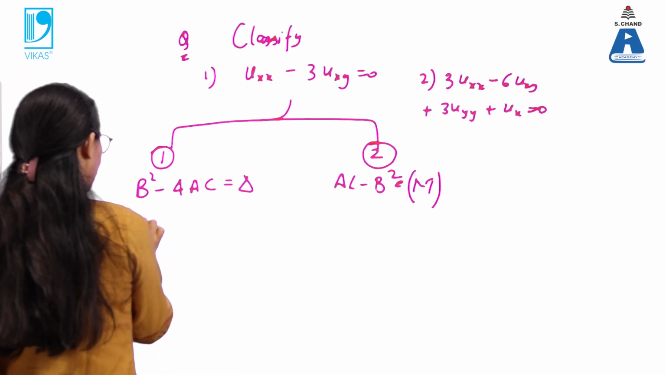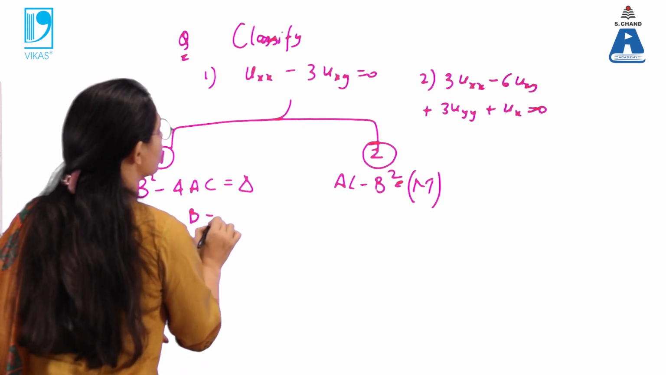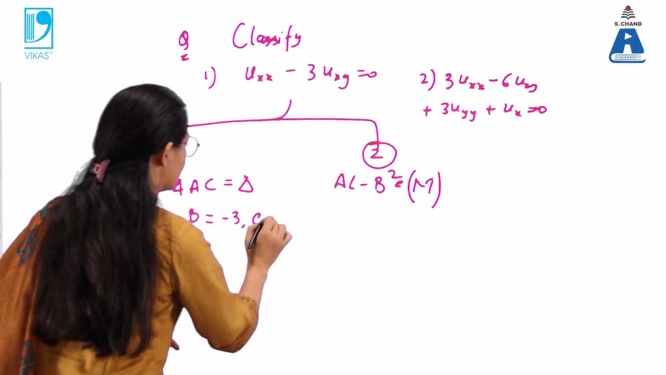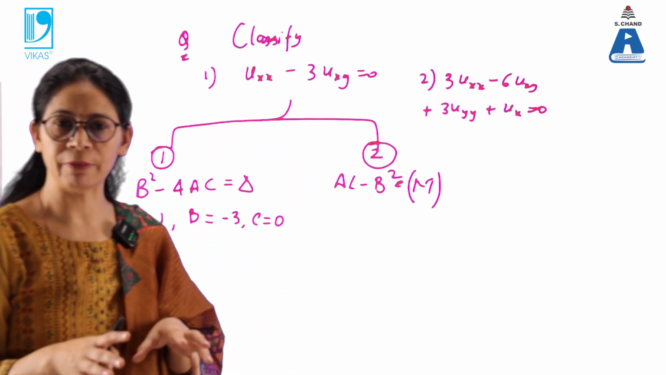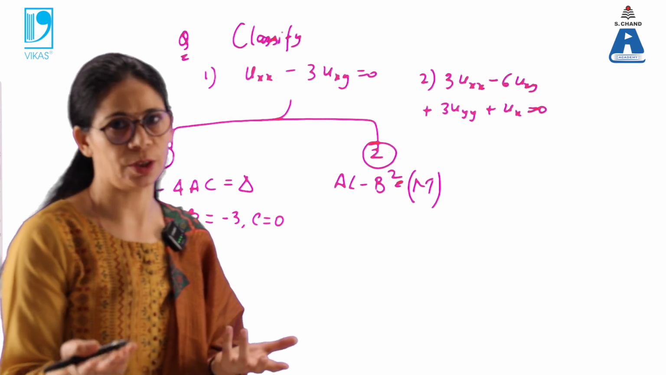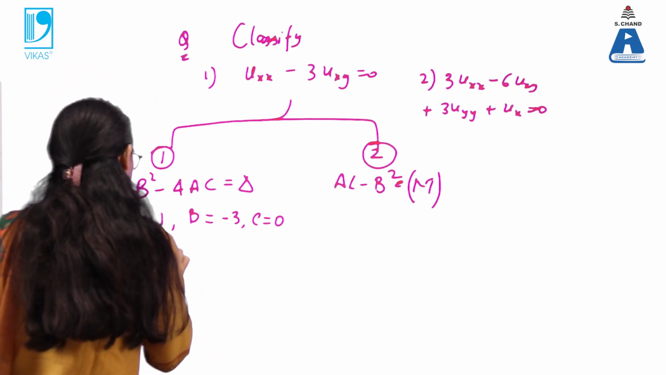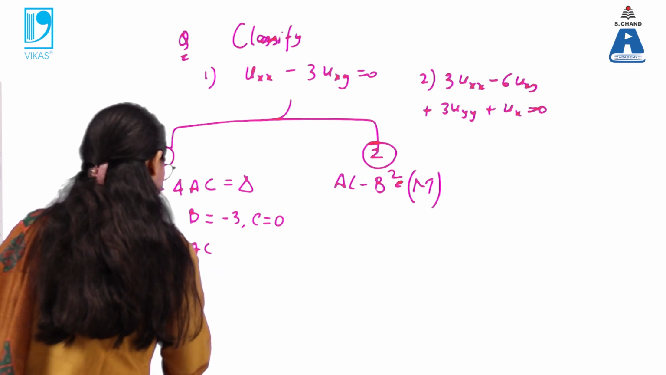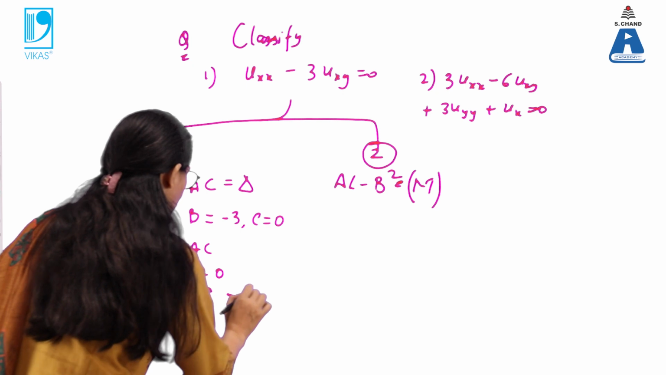So, for this one, A is going to be 1 and B is going to be minus 3 and C is 0. We can clearly see that there is no other derivative involved, therefore, the rest of the derivatives are 0. So, for this B square minus 4AC is coming out to be 9 minus 0, so it is 9, which is positive.